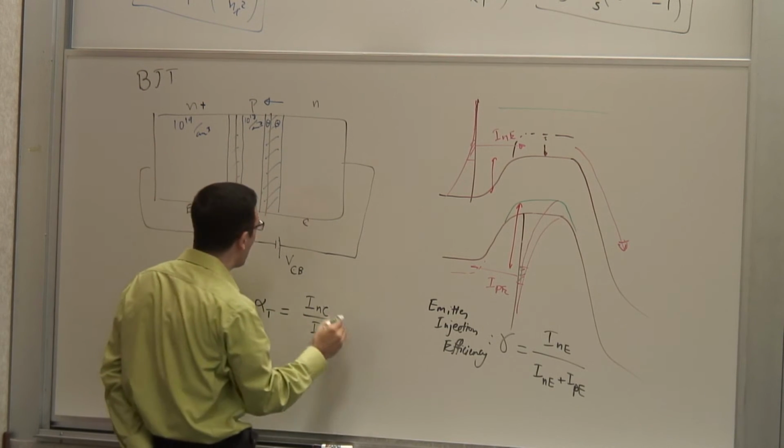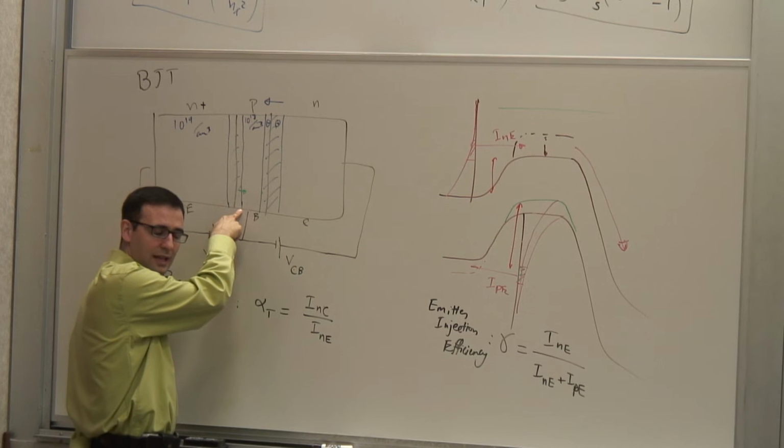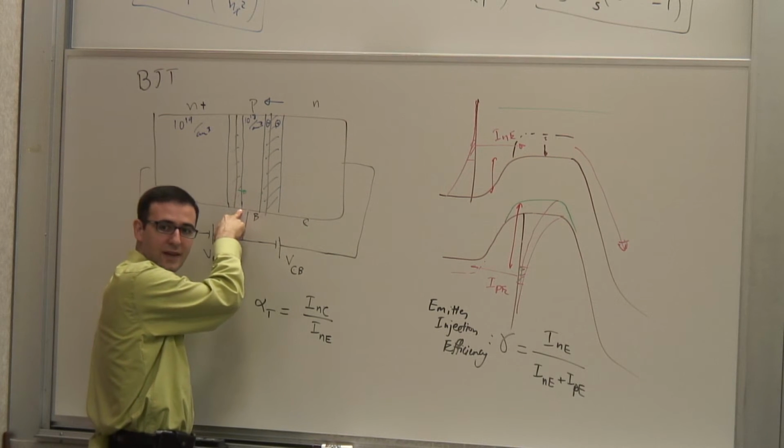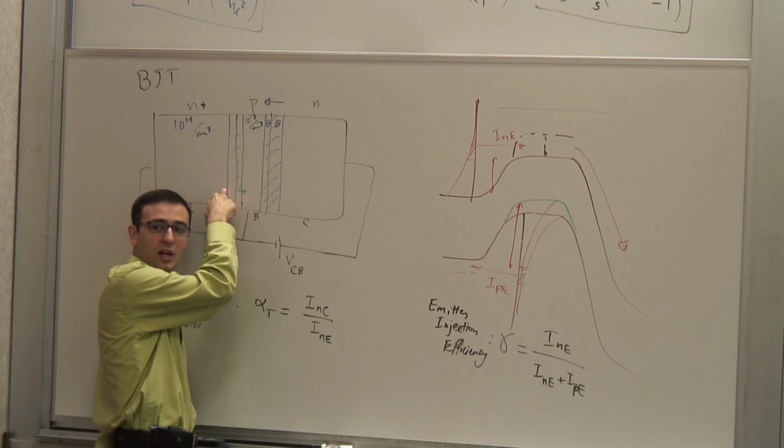One is that you know the electron concentration on this side is fixed, which is controlled by the electron concentration on the other side.